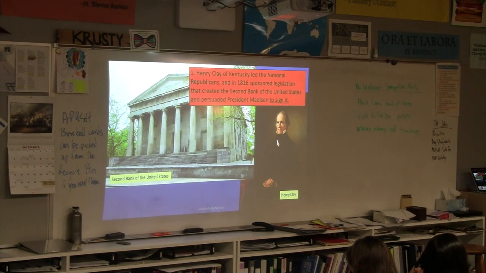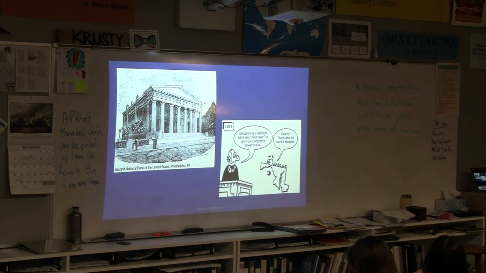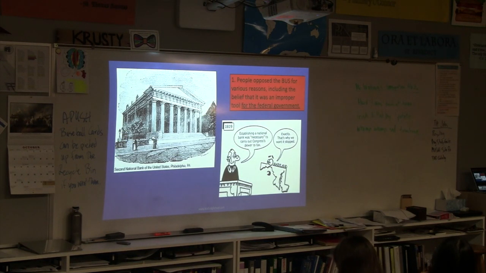Okay. So where are we at here? The bank was supposed to prevent the overissuance of money because it could demand payment in gold and silver from local banks. Now, people didn't like the Bank of the United States for a variety of reasons, including, and this is important, a belief that it just wasn't the kind of thing a federal government should do. We expect our federal government to keep us from, like, the Canadians invading our country.